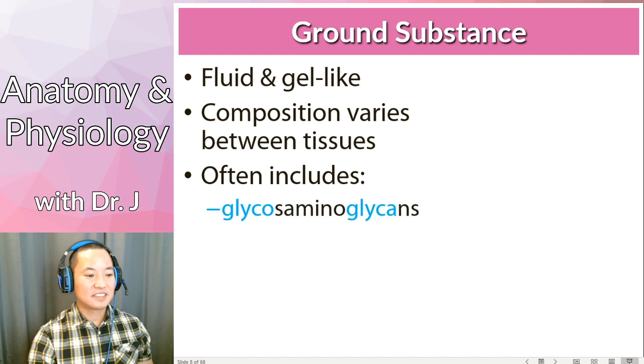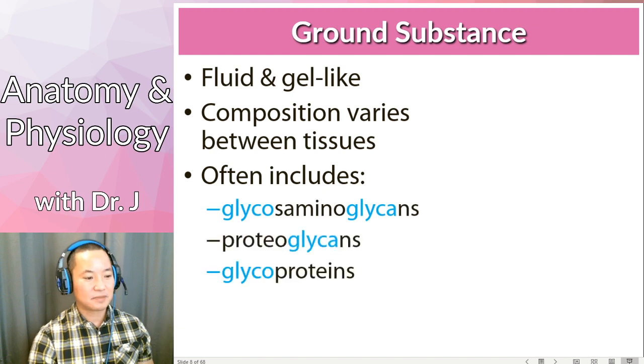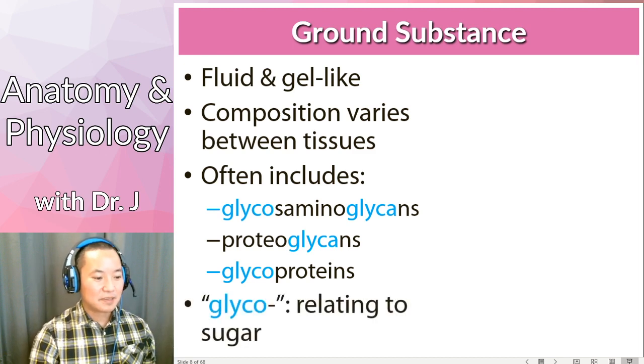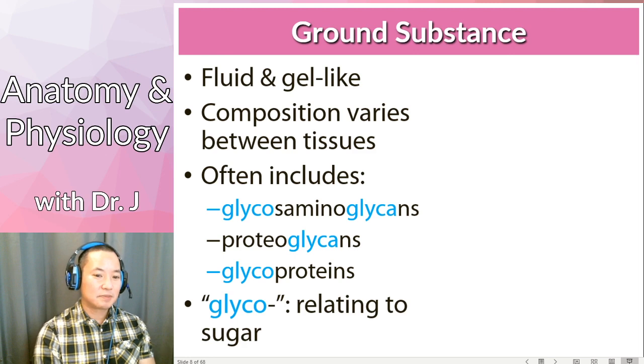So again, these often include these compounds right here, or actually categories of compounds: proteoglycans, glycoproteins, and glycosaminoglycans. I've got to highlight that differently, it's throwing me off. But glyco refers to sugar. So remember, sugar likes to hold on to water and keep it bound through those hydrogen bonds. Water is attracted to sugar.